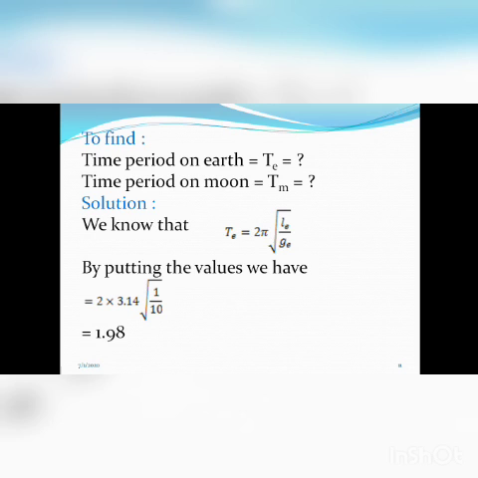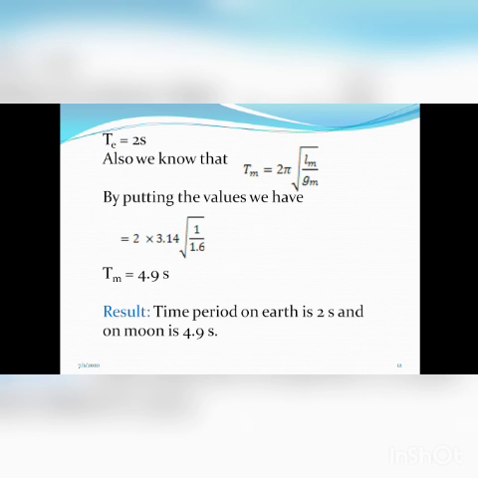To find, we have to find out the time period on Earth and the time period on Moon. Solution: we know that time period is equal to 2 pi under root L over G. By putting the values, we have 1.98. By rounding it, we have Te is equal to 2 seconds. We round off the previous value. Okay. Also, we know that Tm, that represents the time period on the Moon, is equal to 2 pi under root Lm over Gm. Here, by putting the values, we have the time period on Moon is 4.9 seconds.